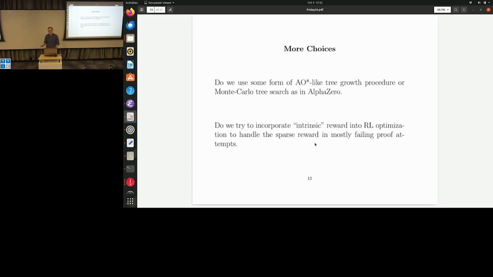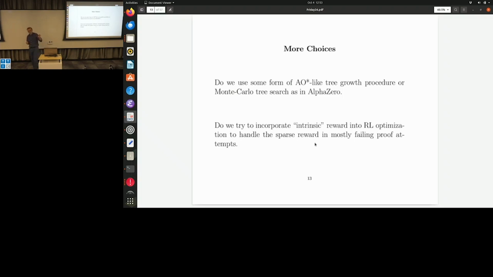So another question is the reward function. In DeepSeek 1.5, they make a big deal out of intrinsic reward. This is something that comes out of the reinforcement learning community. So intrinsic reward means you play, you don't have a reward, your reward is your success in playing. And it's a diversity thing.